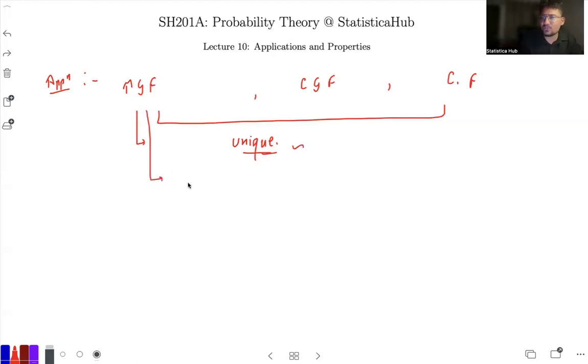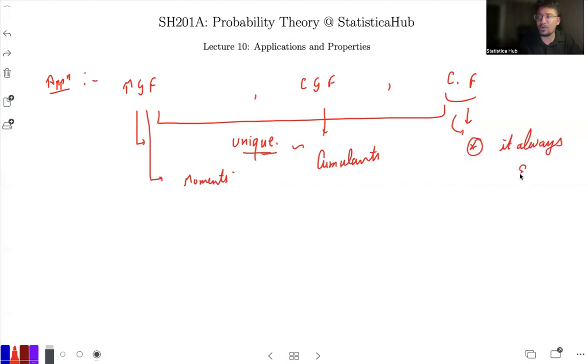The MGF can be used to find the moments. It can be used to find the cumulants. It can be used to find the characteristic function. The most important property is that it always exists. Just remember this property: the characteristic function always exists, whatever distribution you take up. Okay, if you go for the MGF, then we have to remember one property.